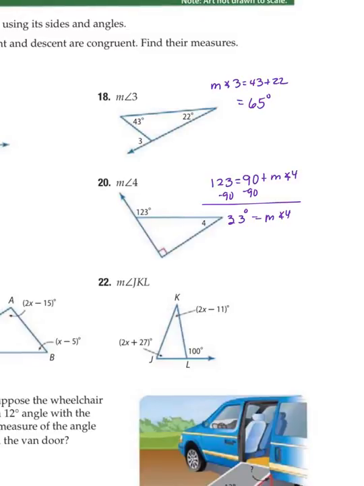For 22, the 100-degree angle is the exterior angle. It's equal to the sum of the two remote interior angles.